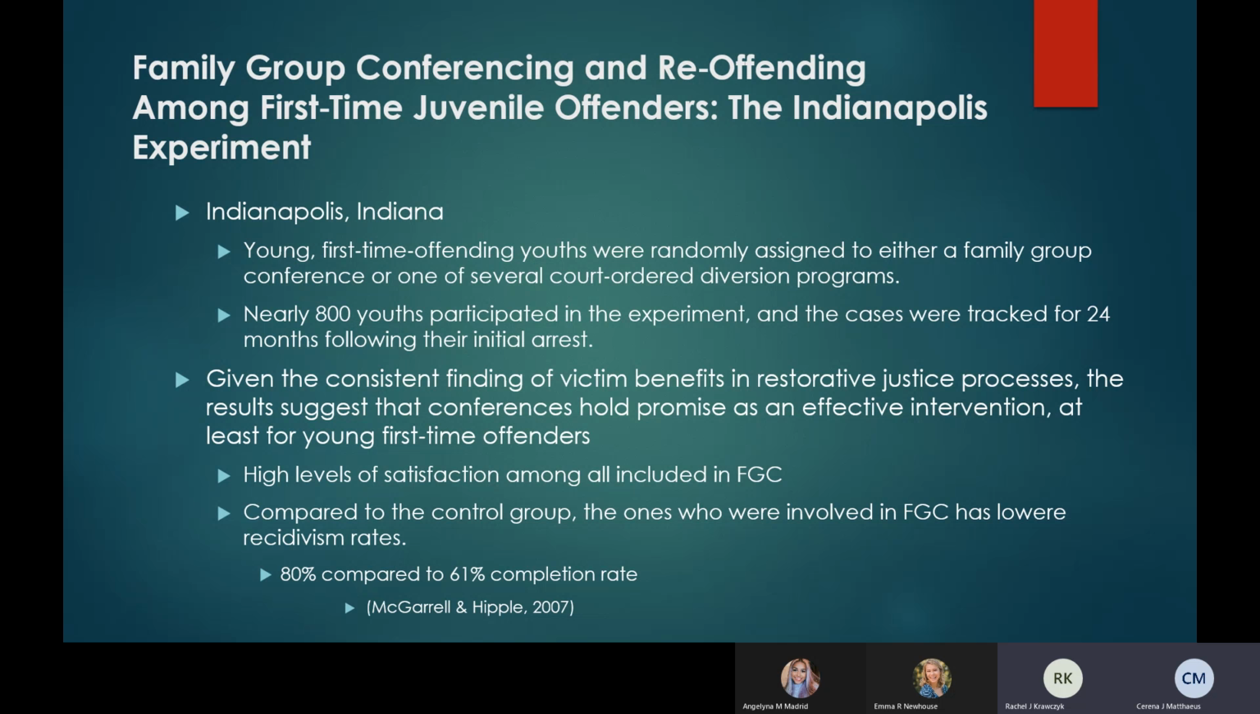Given the consistent findings of victim benefits in restorative justice processes, the results suggested that conferences hold promise as an effective intervention. This was at least for young first-time offenders. It had high levels of satisfaction among all those included in the family group conferencing. Compared to the control group, the ones who were involved in family group conferencing had lower recidivism rates. And the completion rate for those included in the family group conferencing was 80% compared to 61% of the control group.